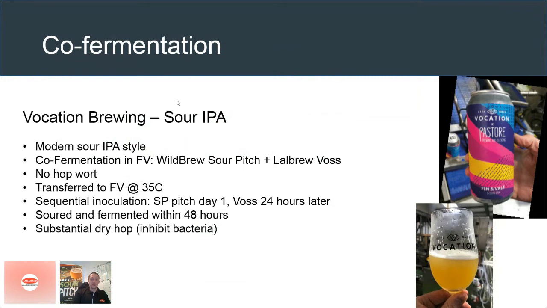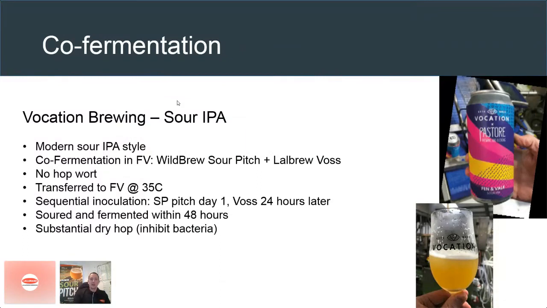They transferred it to the FV at 35C, and they first pitched in our Wild Brew Sour Pitch bacteria, 35C being a really optimal temperature for that bacteria, and they let the souring happen in the FV overnight, and then pitched in LalBrew Voss, which also operates in that optimal range of 35 to 40C. So you can see how that combination of the sour pitch and Voss are in the same range.